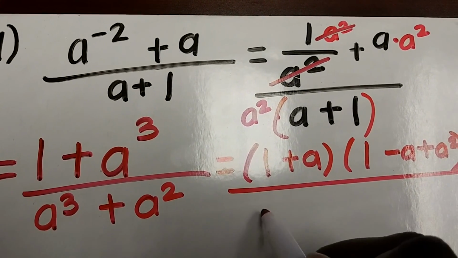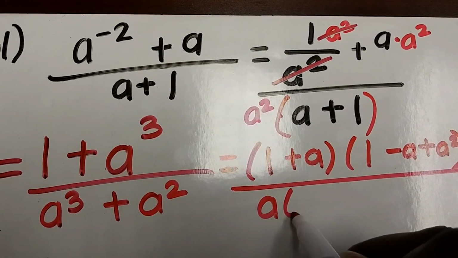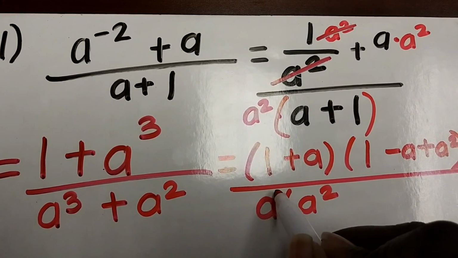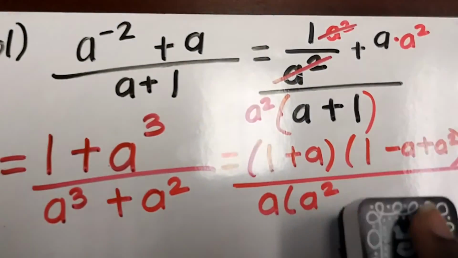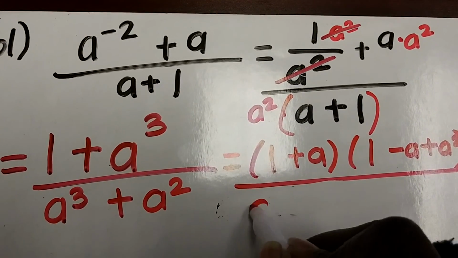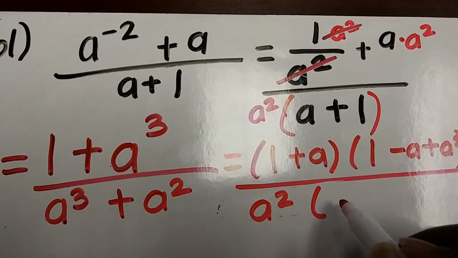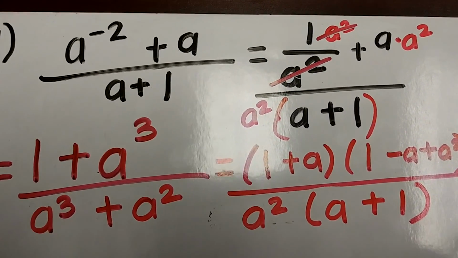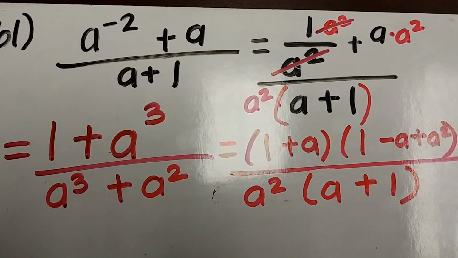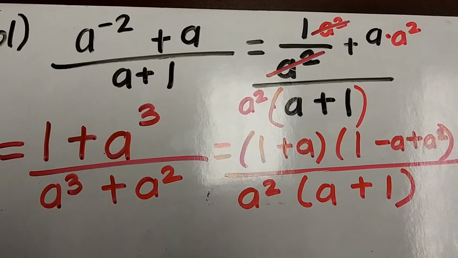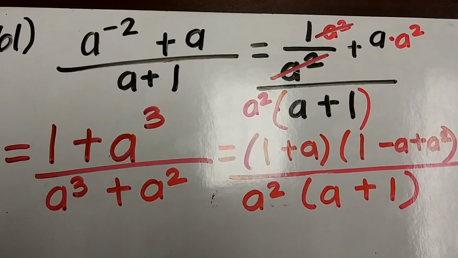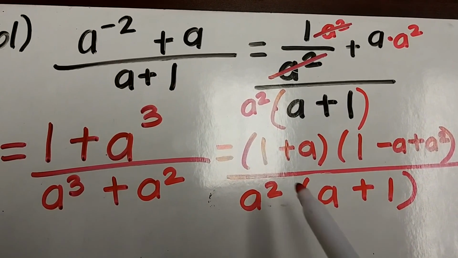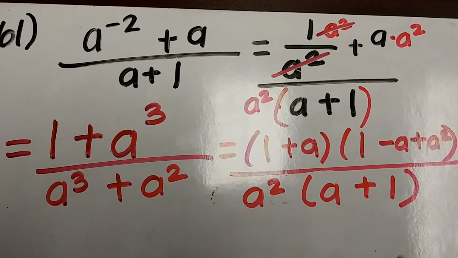In my denominator, I see a GCF, which is a squared. I'm left with a plus 1. Tell me what you see. What do you see? I see two things that are the same, but they look different. I see 1 plus a and a plus 1.